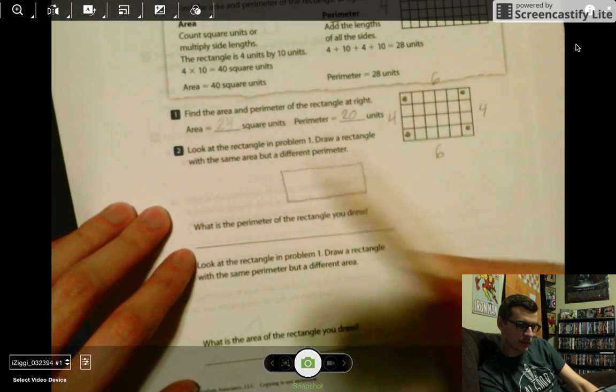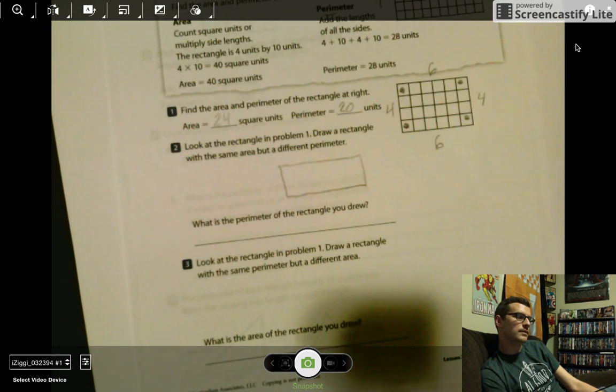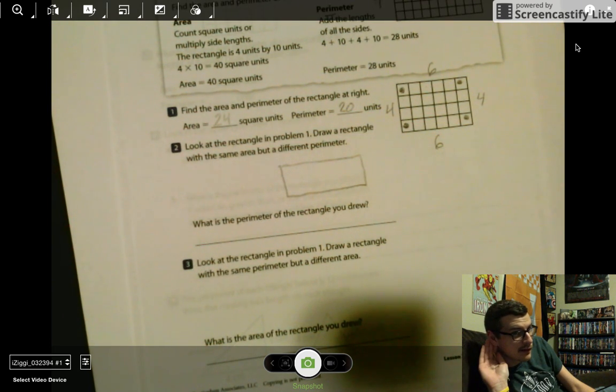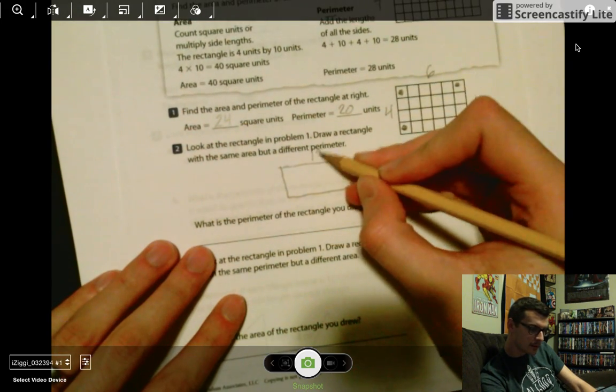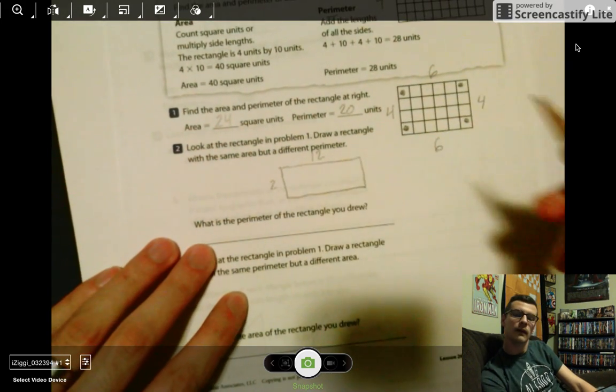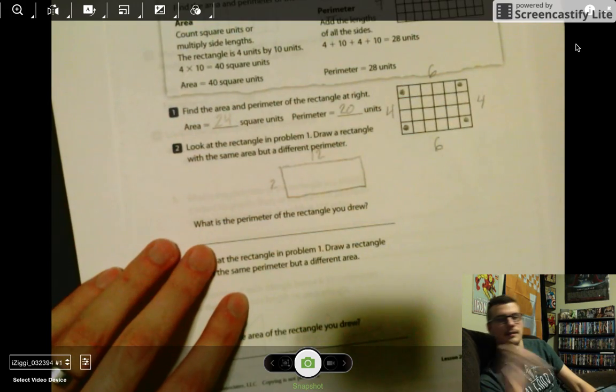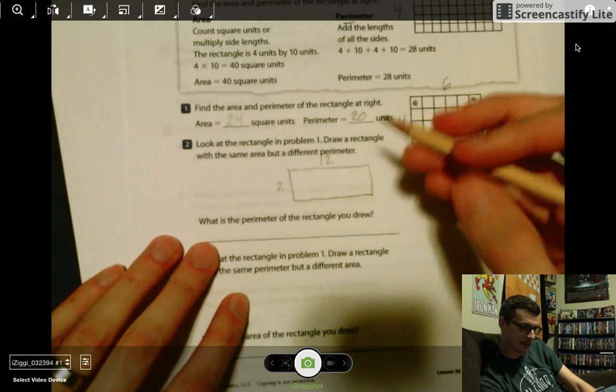And I know the number 24, so I'm looking for two numbers that multiply together to get 24 that are different than 6 and 4. Got any ideas? I'm sorry, I couldn't hear that. Oh, did you say 12 and 2? All right, that's what I thought. Yes, there are others, but that's the one I'm going to go with here.